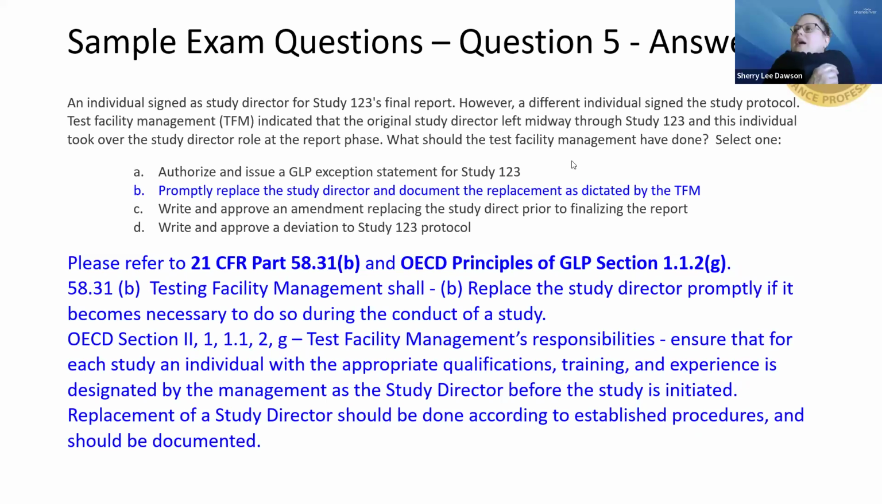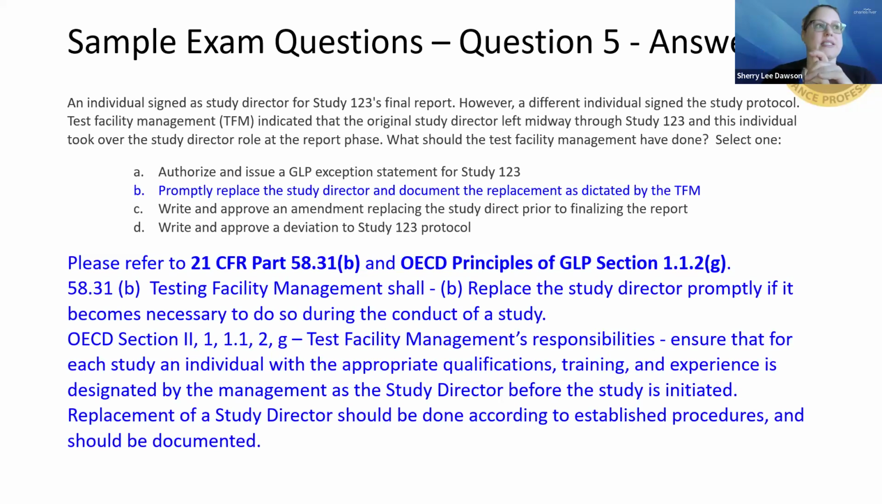Yes. Chris just posted in the chat, why not A, for not having an SD during the study? And I agree, many of them are debatable. C definitely makes sense. A makes sense too. I think again it comes down to what's the first thing that TFM should have done. Yeah, that's the key again, and that was the question. Once that happens, then their responsibility is to replace the study director.